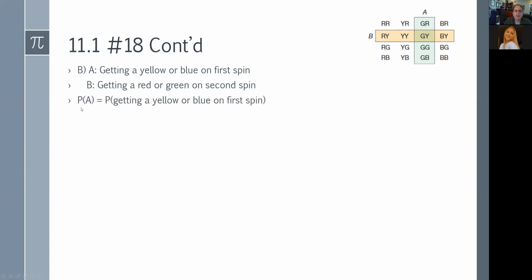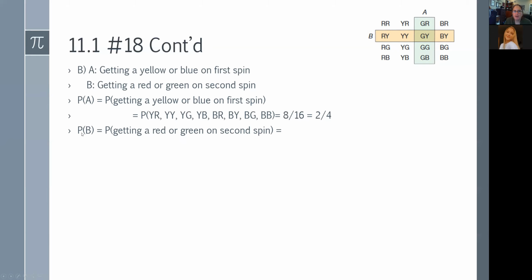The probability of event A, that's the probability of getting a yellow or a blue on the first spin. And that's the probability of these 8 different outcomes. So that would be 8/16. I've reduced that down to 2/4. We also could reduce it down to 1/2.